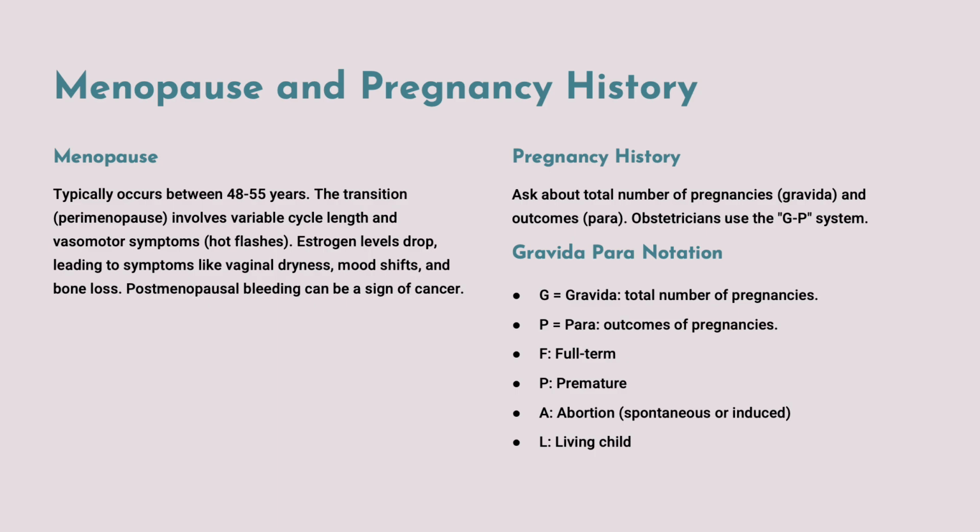So the first number indicates the number of full term births, the second indicates the number of premature births, the third indicates the number of abortions, whether it is spontaneous or induced. As you will learn later on, not all abortions are secondary to induced abortion. And lastly, the fourth number refers to the number of living children. So that's what the gravida para system means.